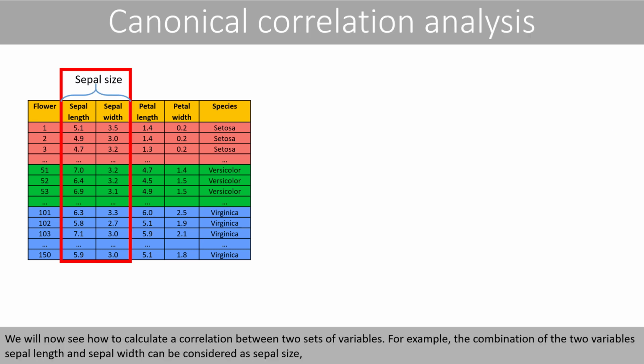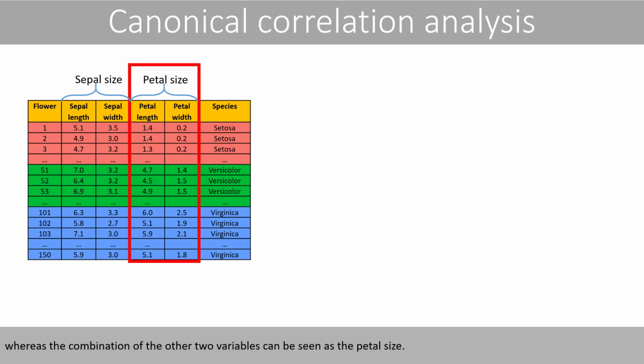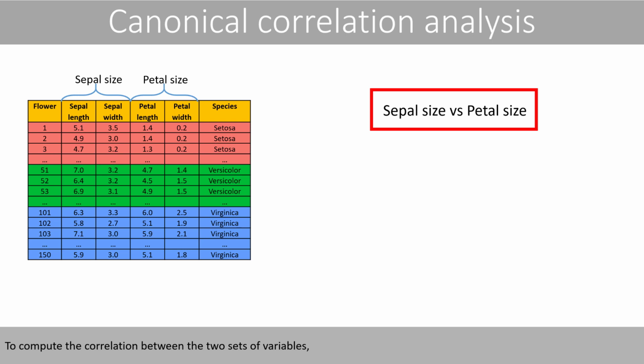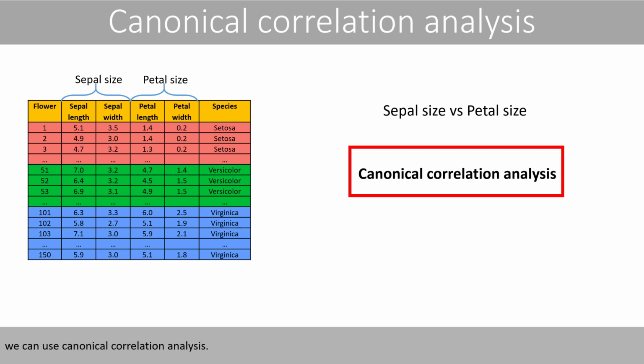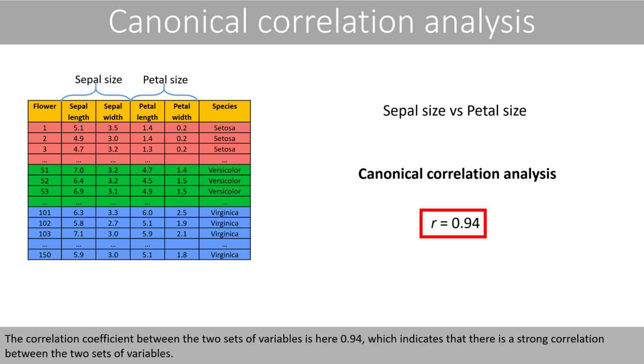We'll now see how to calculate a correlation between 2 sets of variables. For example, the combination of the 2 variables sepal length and sepal width can be considered as sepal size, whereas the combination of the other 2 variables can be seen as the petal size. To compute the correlation between the 2 sets of variables, we can use canonical correlation analysis. The correlation coefficient between the 2 sets of variables is here 0.94, which indicates that there is a strong correlation between the 2 sets of variables.